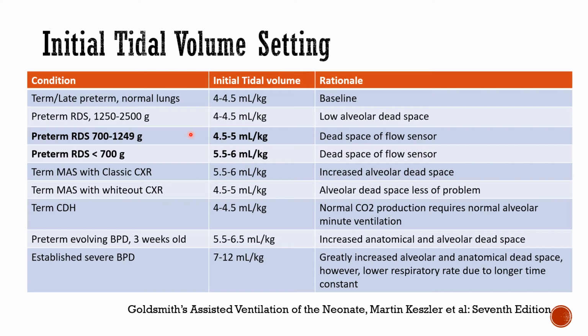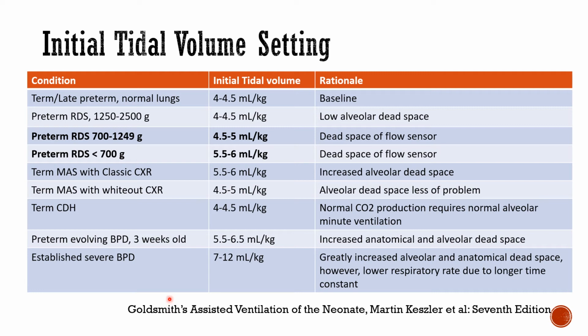Now preterm RDS with lower weight still and earlier gestational ages will require proportionately higher target tidal volumes owing to the dead space of the flow sensor being that much more significant in comparison with their small lung volumes. In term meconium aspiration syndrome, again, we would require high tidal volume due to a different reason, however, being that of the increased alveolar dead space.